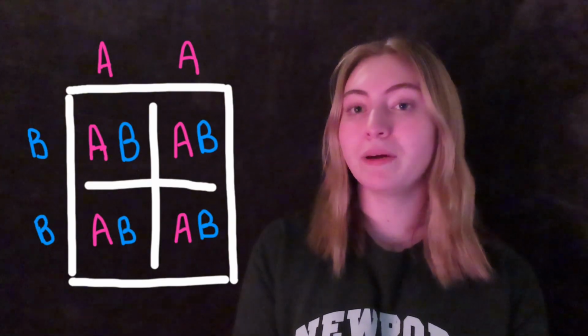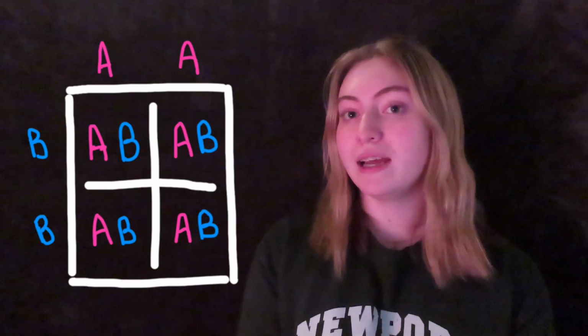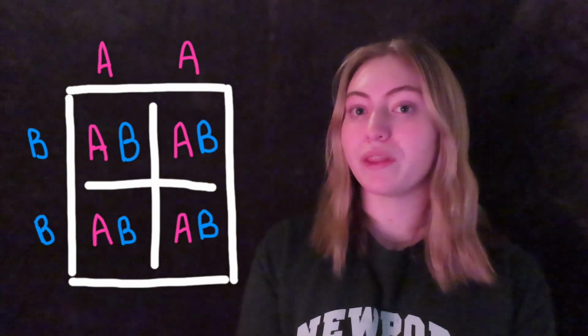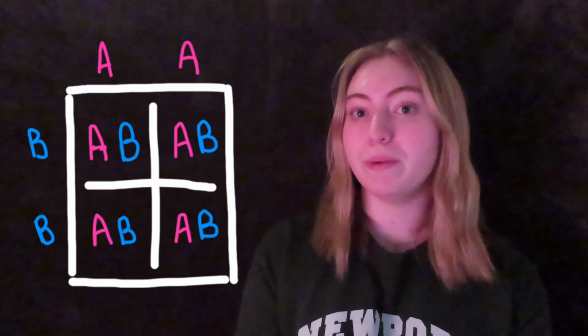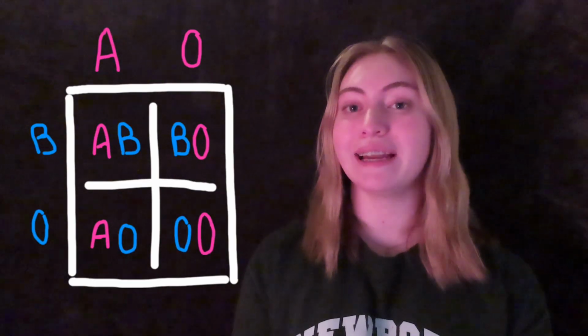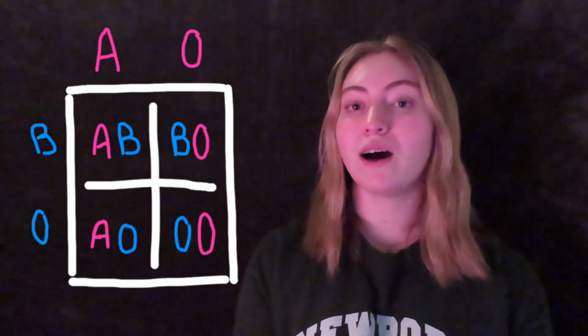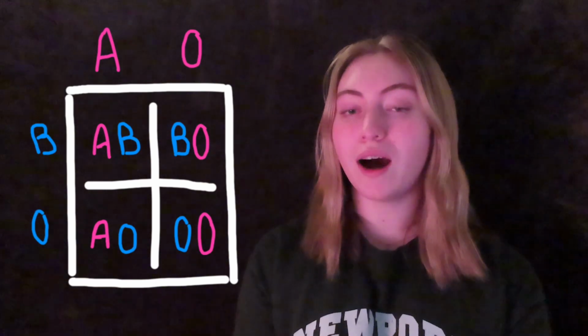So if mom, as represented at the top, is a type A with double A's and dad is a type B with double B's, then the child must be AB. However, if mom is AO and dad is BO, the options are A, B, AB, or O.